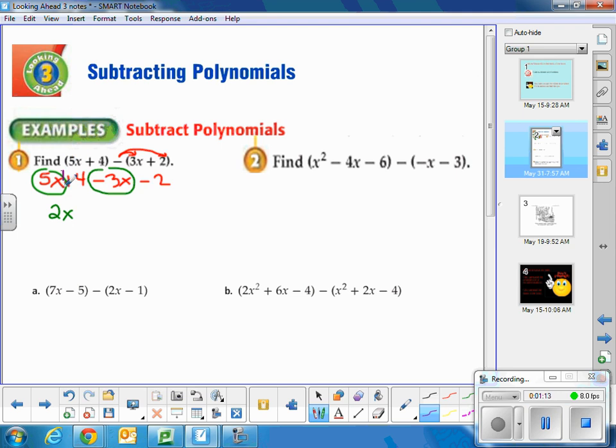Now we have a positive 4 and a negative 2. Positive 4 plus negative 2 is positive 2. So the simplified answer is 2x plus 2.